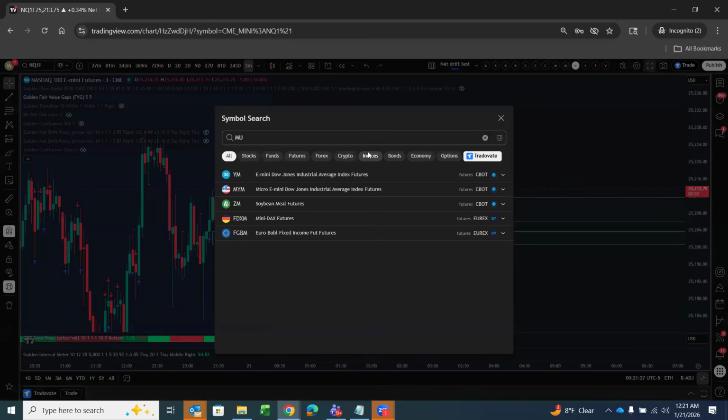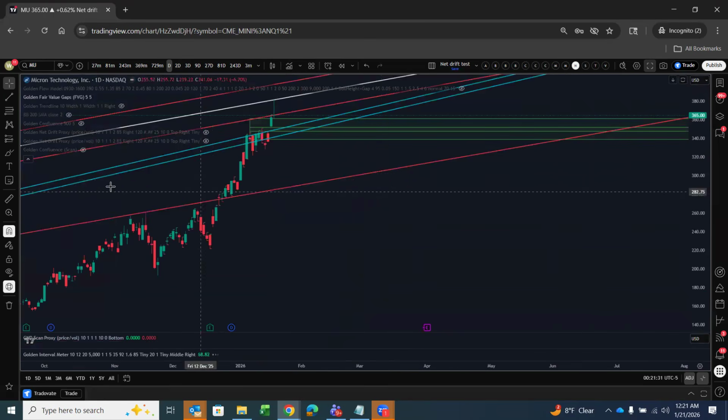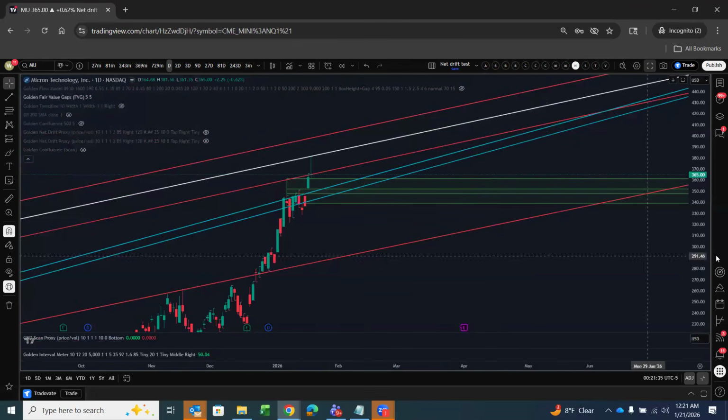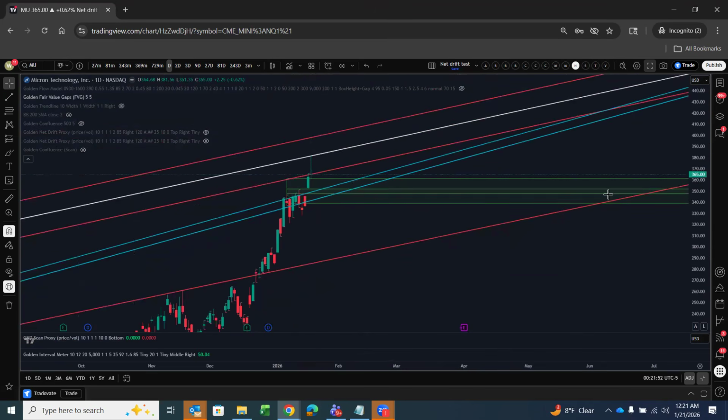Let's look at MU on the daily chart. So these indicators also work on the daily chart. So look at MU. I mean, it makes sense. We have 3 bullish fair value gaps right here. This is a gap up, but they work on the daily time frame.